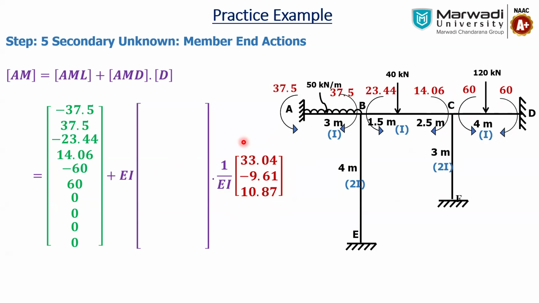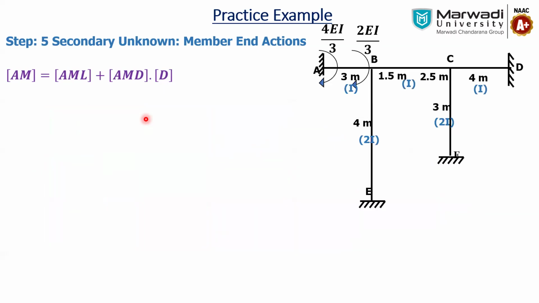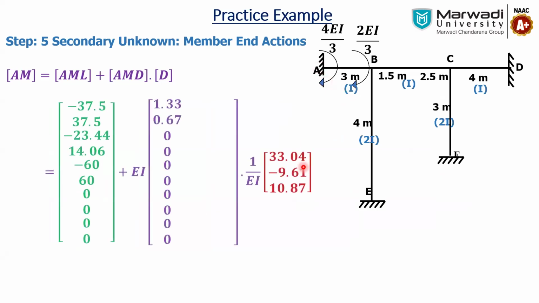Now we have to find out the AMD. In the AMD, we have to use the figures which we have considered to generate the stiffness matrix. That is D1 equal to 1, D2 equal to 1, and D3 equal to 1. So first, if we consider D1 equal to 1, that is the first figure that we have to use in the first column of the AMD.